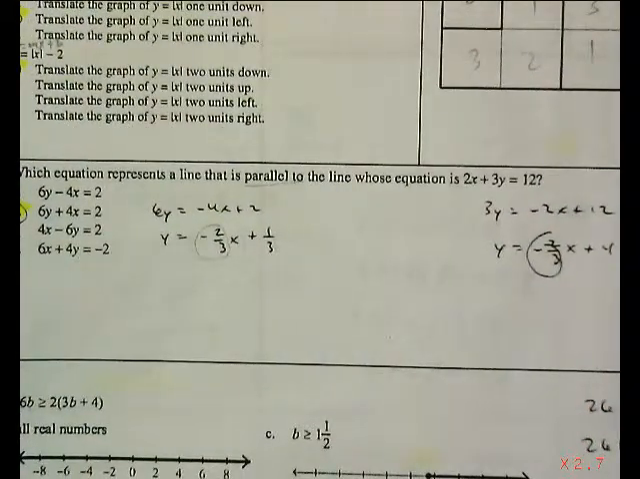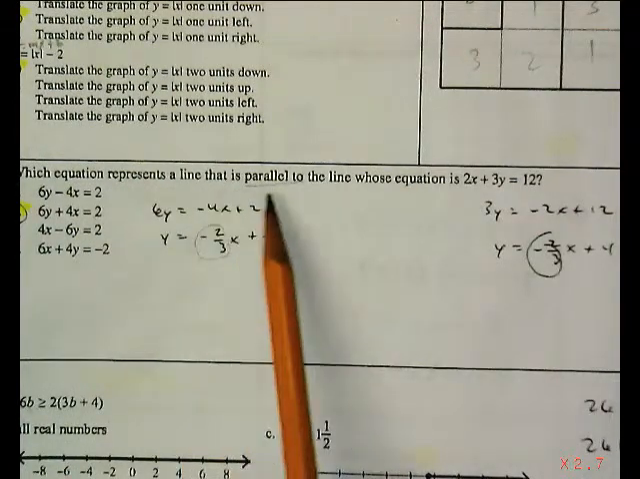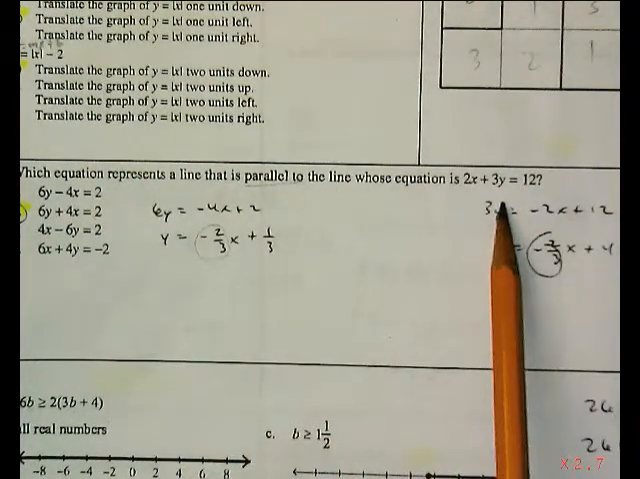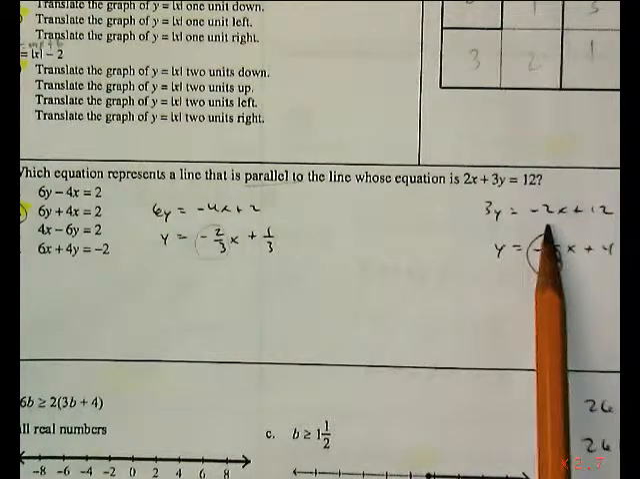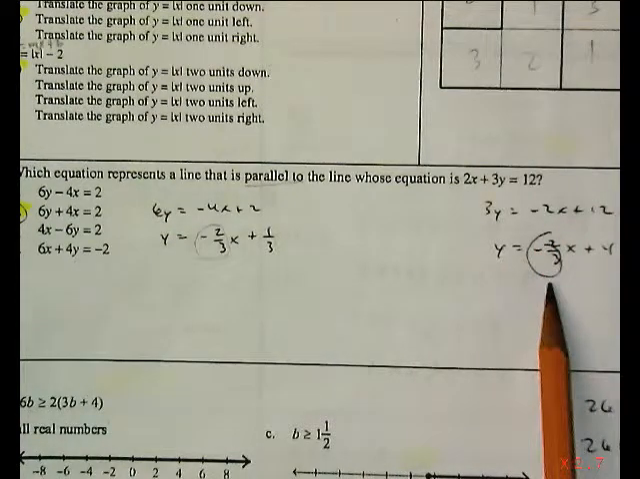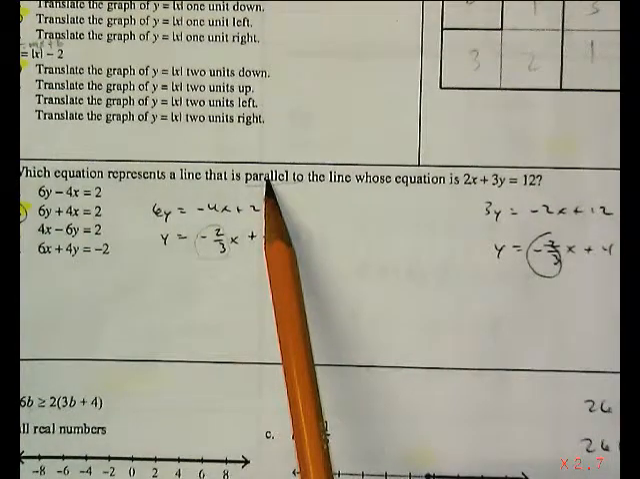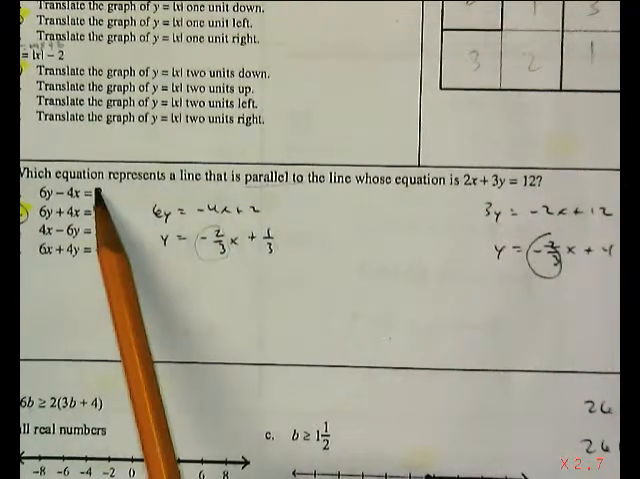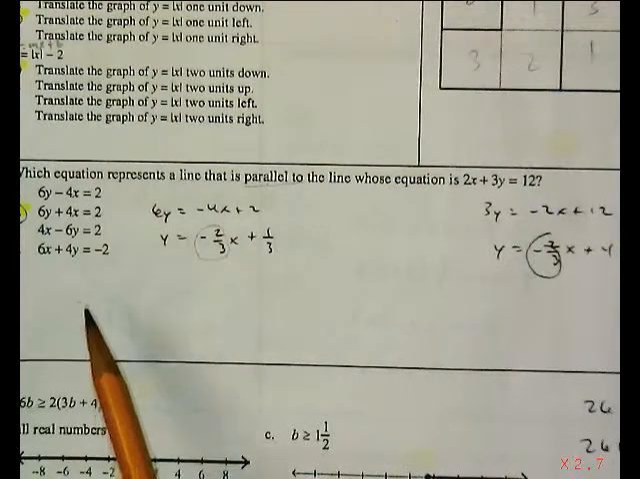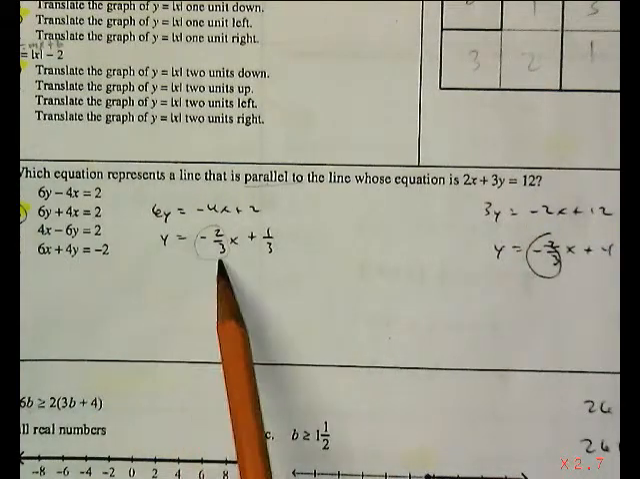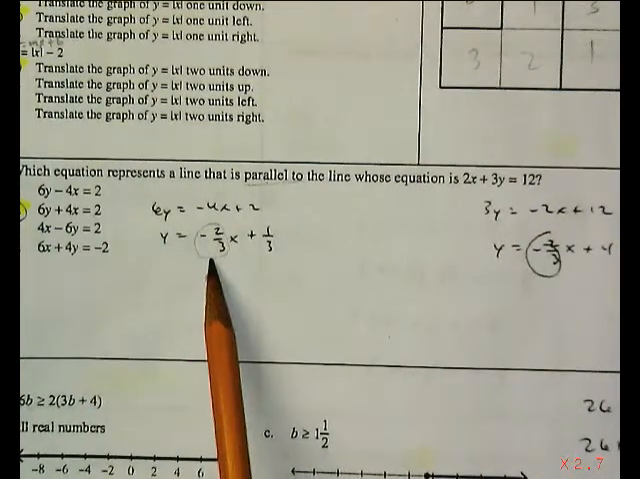Number 4, which equation represents a line that is parallel to the line whose equation is this. I'm just going to transform this into slope-intercept form, and I get a slope of negative 2/3. Because it's parallel, I'm looking for the slopes to be the same, so I would transform all of those into slope-intercept form, or at least just find their slope. And I recognize that B has the same slope, negative 2/3.